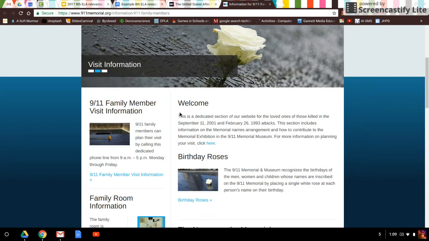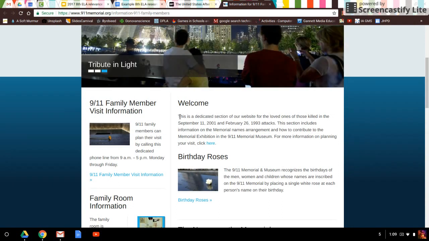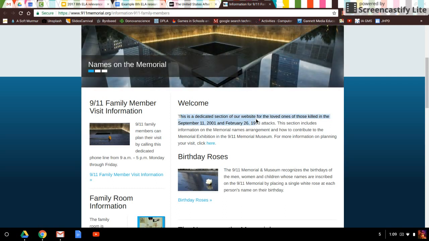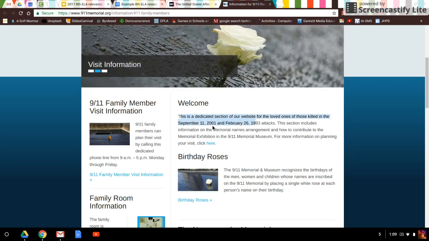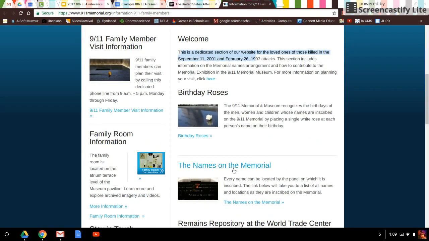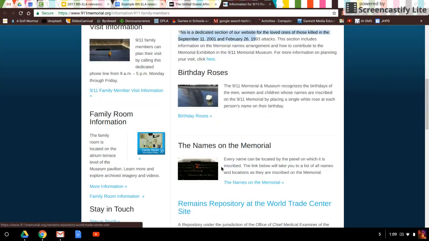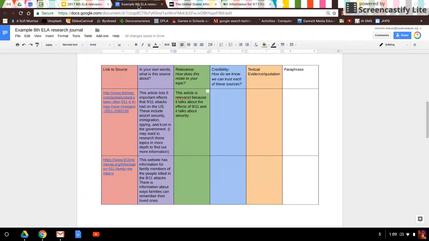and as I look at this source, in the very first line here, it says, this is a section of our website for the loved ones of those killed in the attacks of September 11, 2001. And I see how we can leave birthday roses for people. There's names on the memorial, different facts like that. So I'm going to check my summary based on what I've reread. And so in my summary, it says this website has information for family members of the people killed in 9/11 attacks. There's information about ways families can remember their loved ones. That summary seems correct. So I don't need to edit this at all.